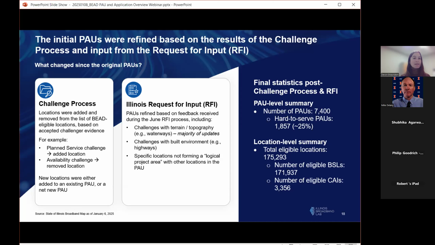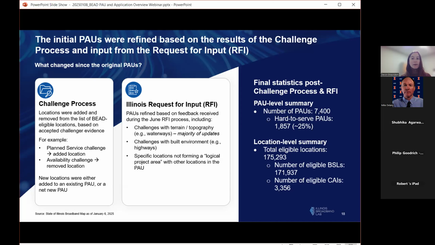Then the second input to the PAUs that resulted in some changes was our RFI process from last June and July. So we took in all of the RFI feedback and are very grateful for folks who did participate in that, and we reviewed all of it and made manual updates where it aligned with our program goals. So for example, we looked at where folks pointed out waterways or different topography challenges that might make it hard for the same provider to serve locations on one side of a river and another. We also looked at challenges with the built environment, so a big highway, for example.